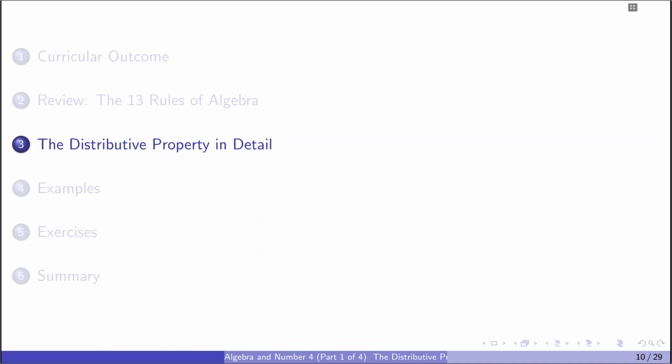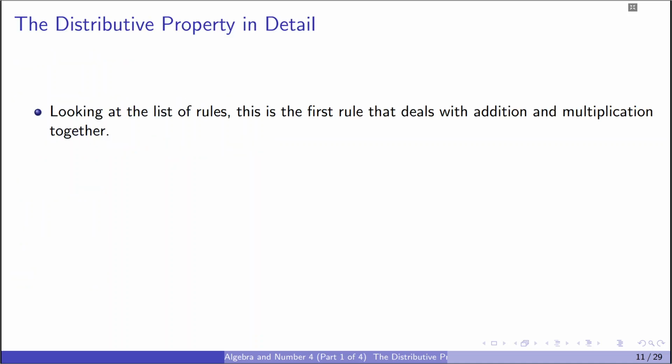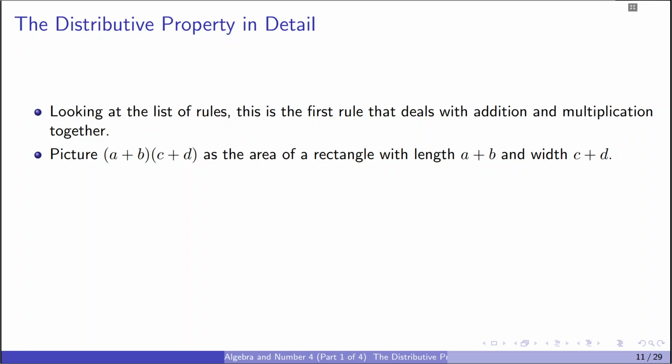All right, so how does this work in detail? Well, if we look at the list of rules, this is the one that deals with addition and multiplication together. One of the first actual applications we had of multiplication was the area of a rectangle. So let's picture a plus b times c plus d as the area of a rectangle with a length a plus b and a width of c plus d.